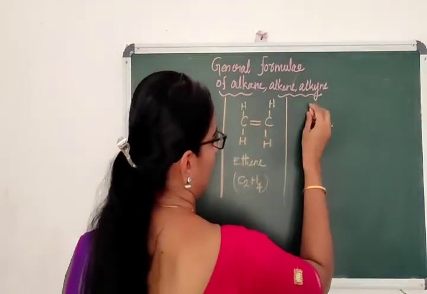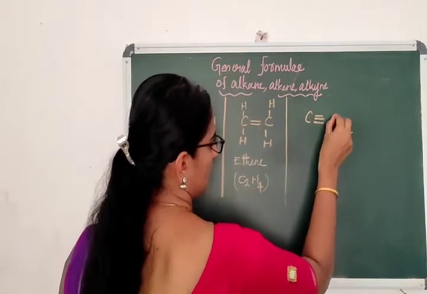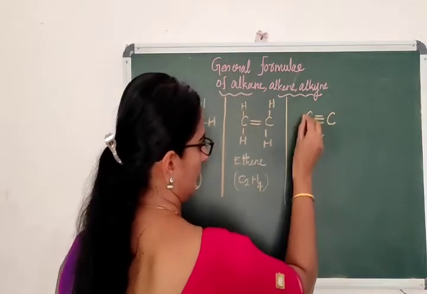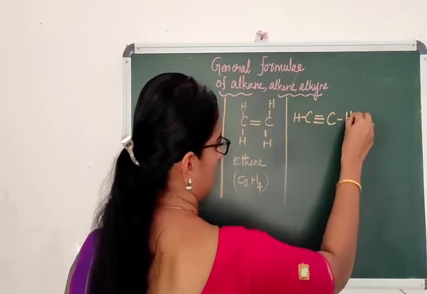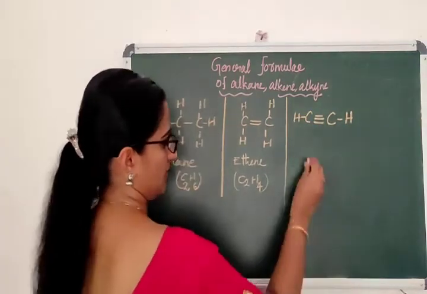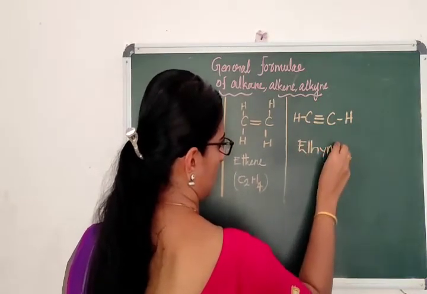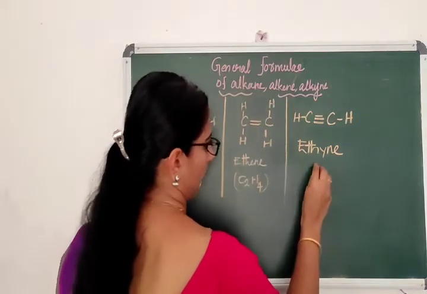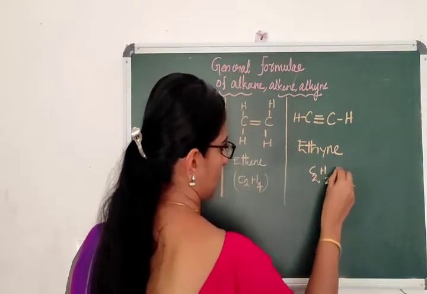And coming to the alkyne, if you take the first member, it is ethyne, already triply bonded and one hydrogen remains to satisfy the valency. It is ethyne, the first member of alkyne series, and the chemical formula is C2H2.